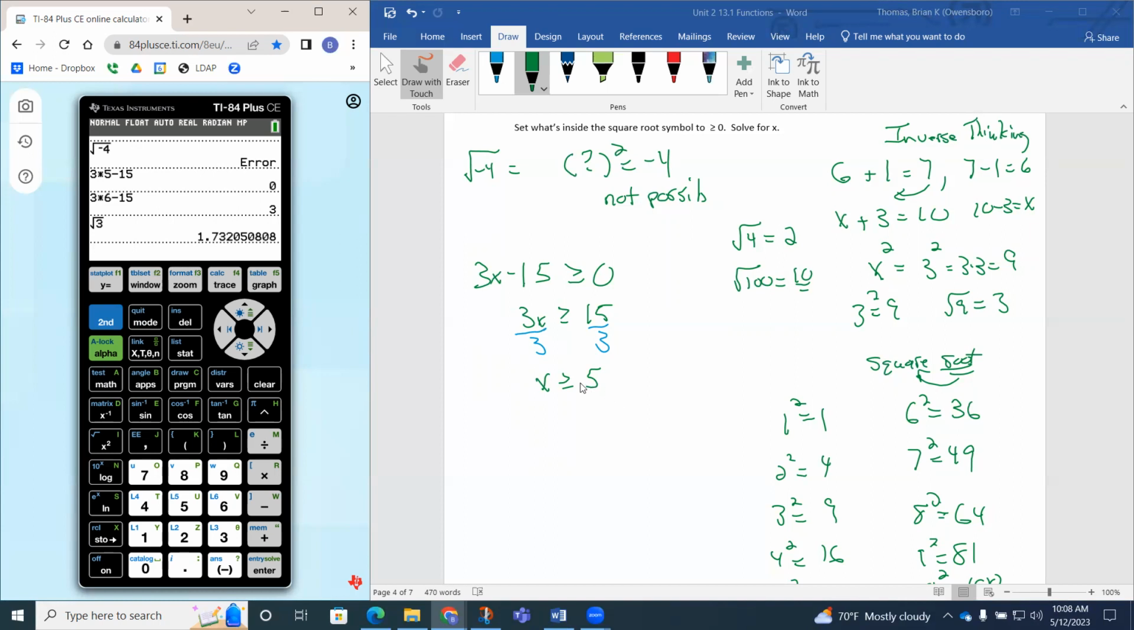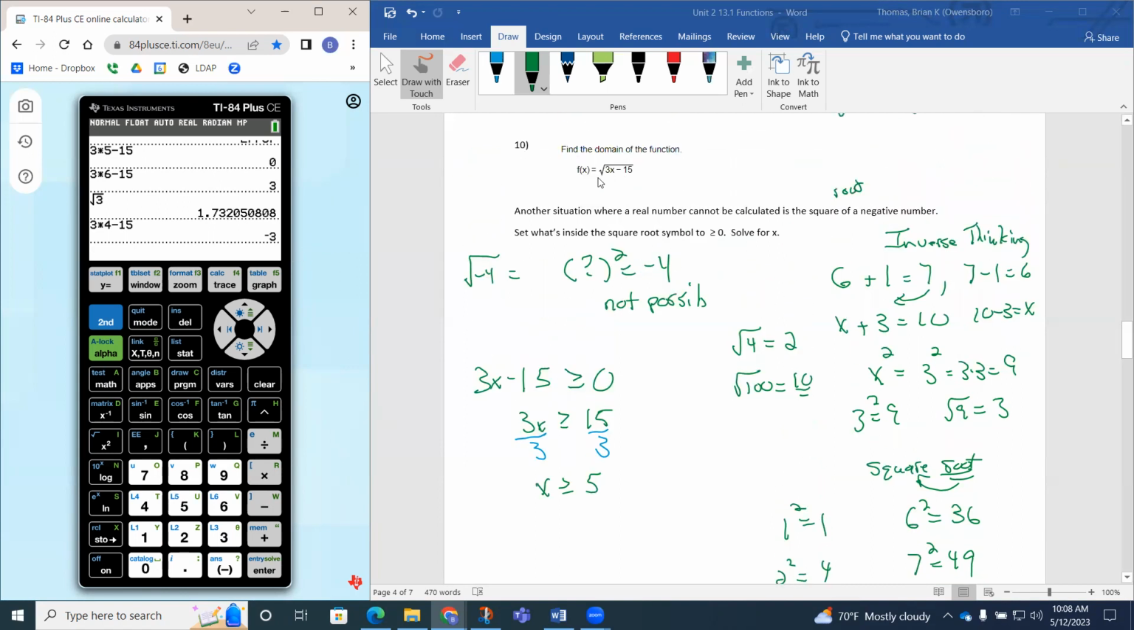But if you pick a number that's not greater than or equal to 5, say 4, if you put 4 in for x, 3 times 4 minus 15 is going to give me a -3. So it's going to crash. What we're saying is, in our original problem, if I put a number less than 5 into this problem, it's not going to result in a range value or a y value.